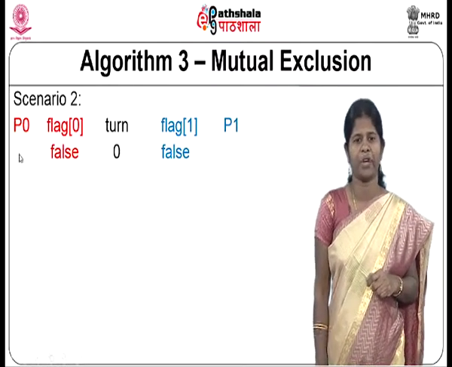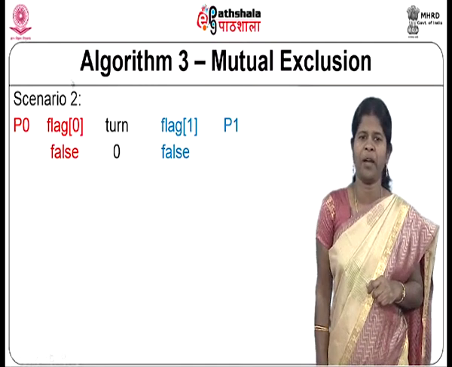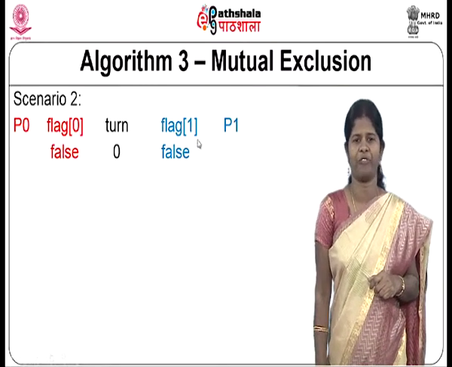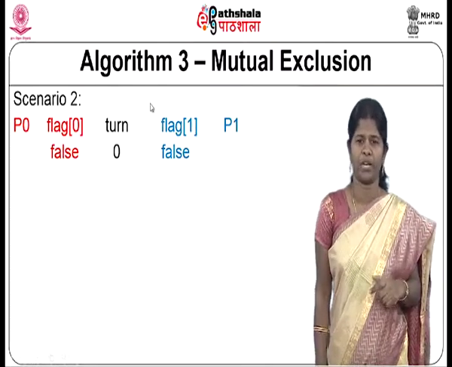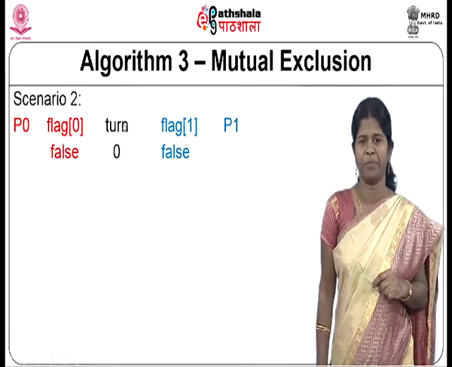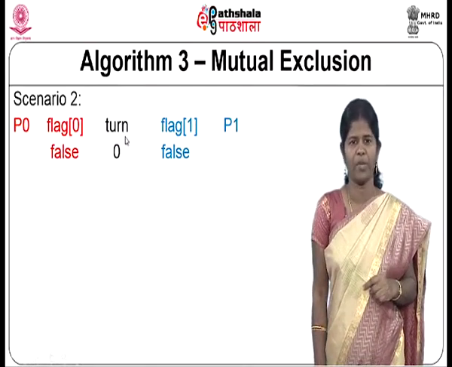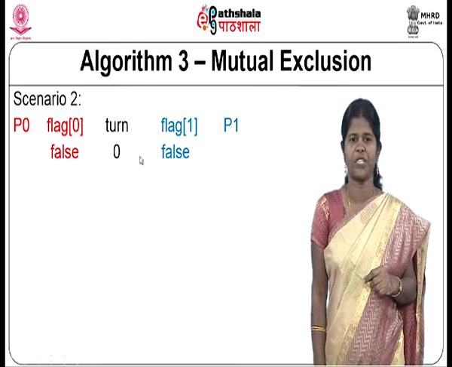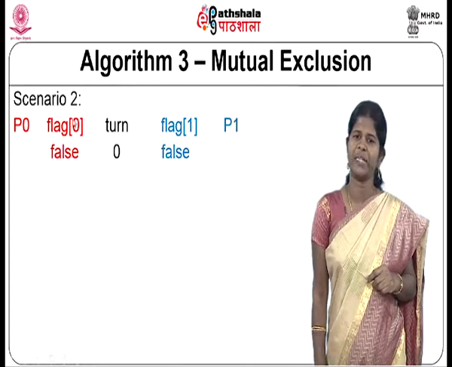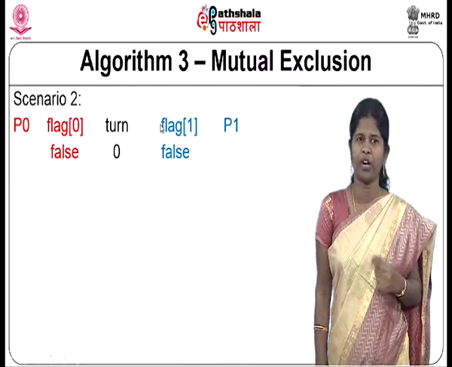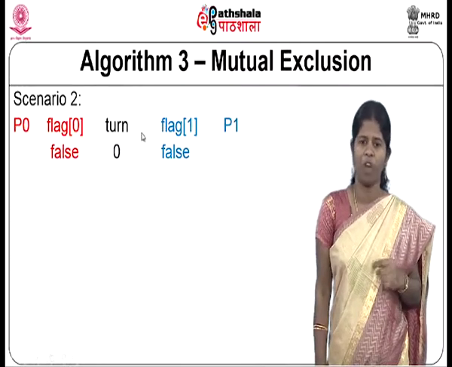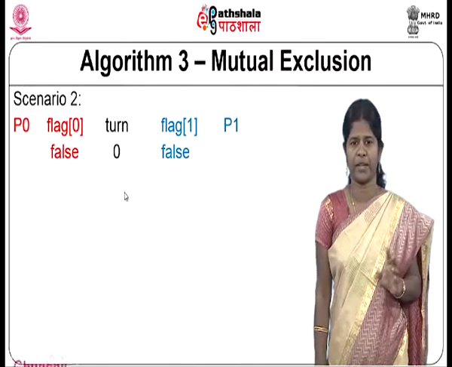So, here again process P0 and process P1, you have flag of 0 and flag of 1 for process P0 and P1 respectively, and there is a variable turn which is a common variable and it is initialized to 0. And these values of flag of 0 and flag of 1 are also initialized to false as we saw in the earlier case.